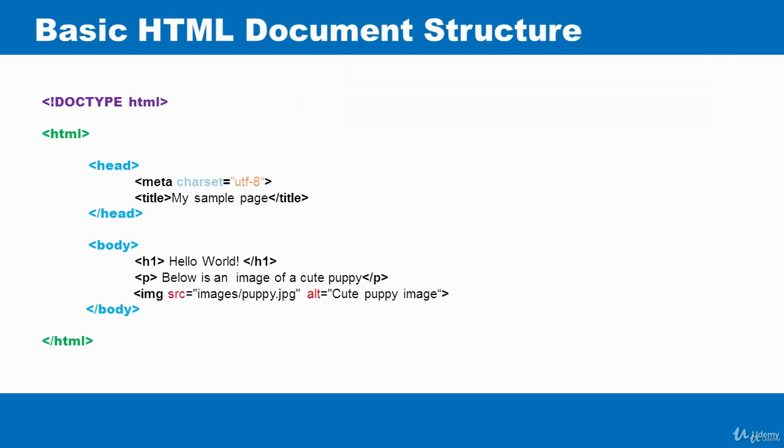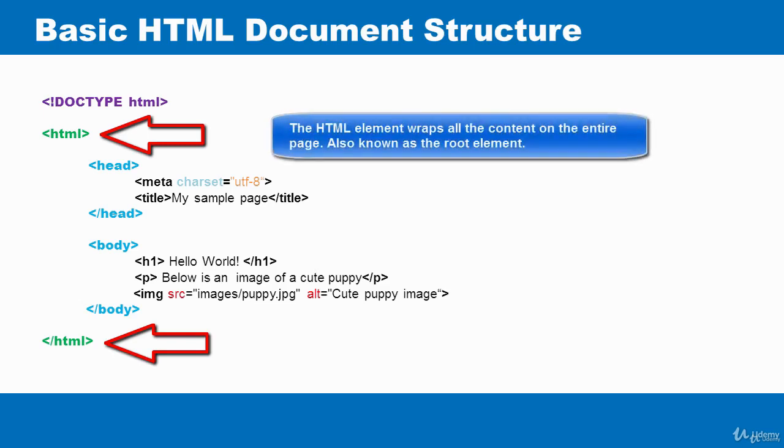Next, we have the HTML element. So we've got the opening HTML element and the closing HTML element. The closing element is identified with the / before the tag is closed. The HTML element wraps all the content on the entire page, and it is sometimes known as the root element.